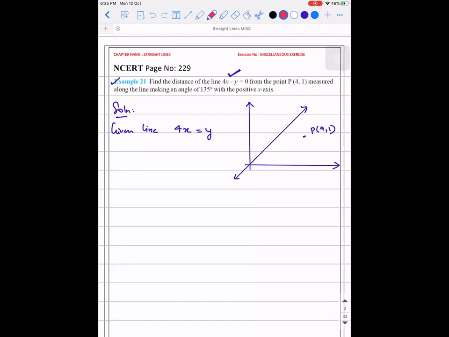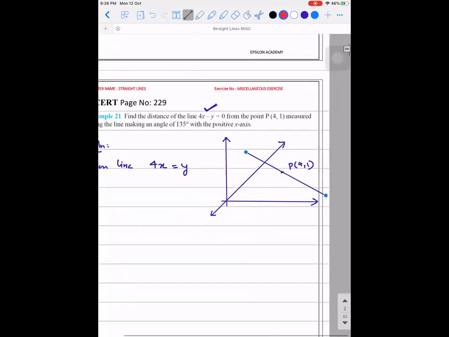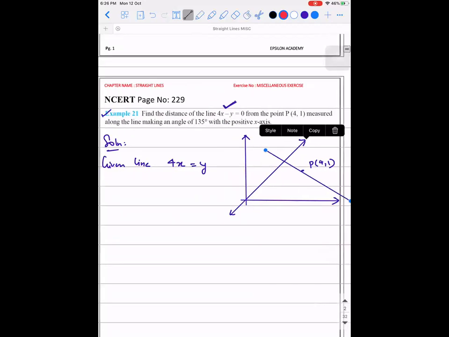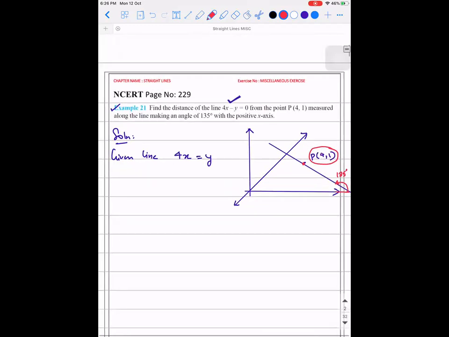So observe it clearly. There is one line. Maybe it is like this. Try to visualize it. And this line is making how much angle with the x-axis? 135 degrees. It is making an angle of 135 degrees and it is passing through this point. That is the meaning. That is a very, very important point to be noted.